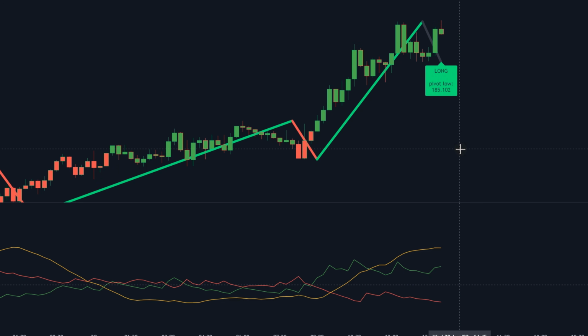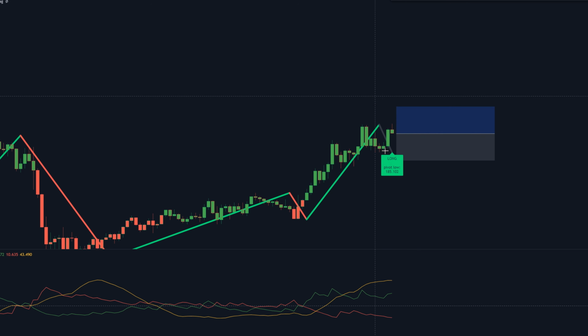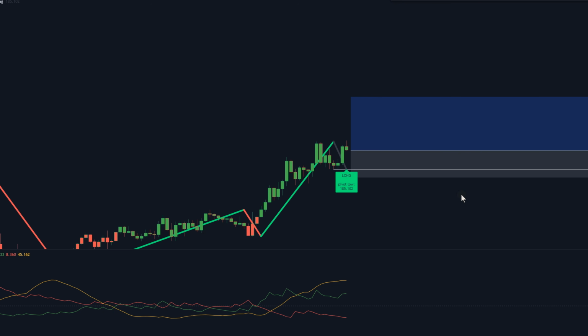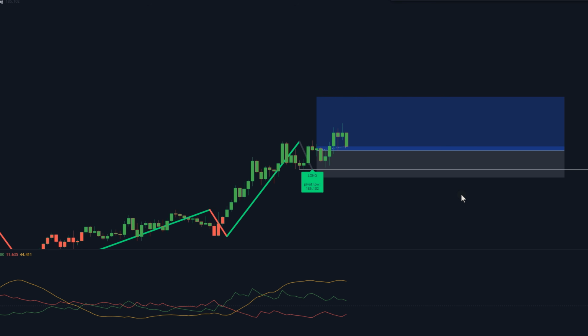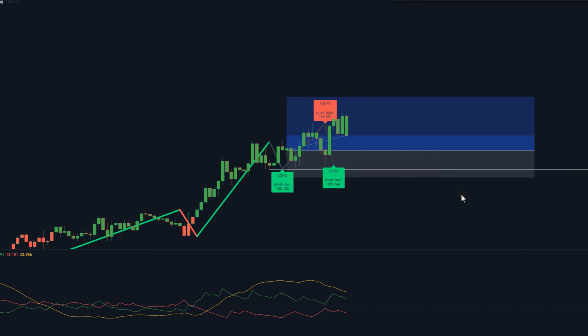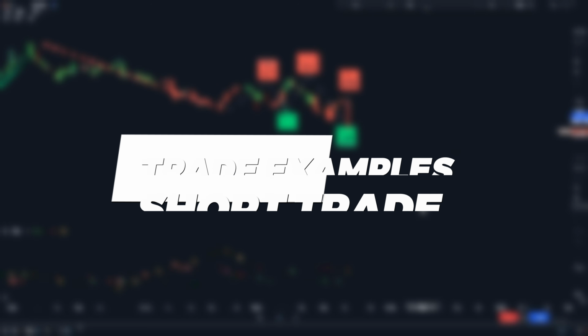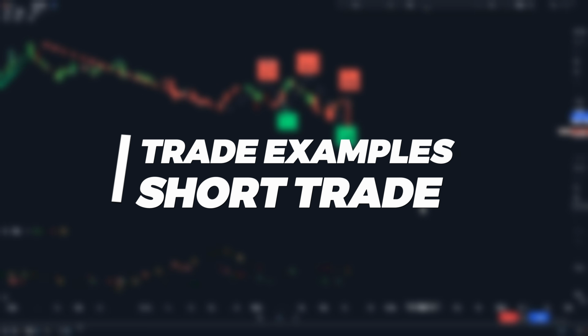All our entry conditions are met on this candle, so we're going to enter a long trade on the open of the next candle. We're going to set our stop loss below the most recent swing low. And for the take profit, we're going to set it at 2 times the risk. We let this trade run. And take profit.